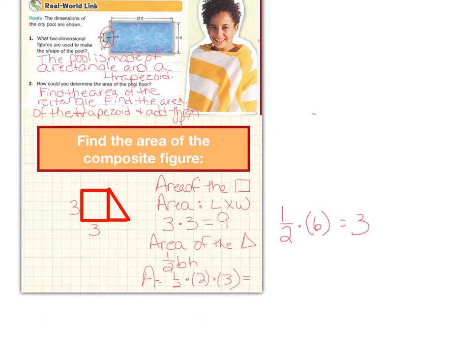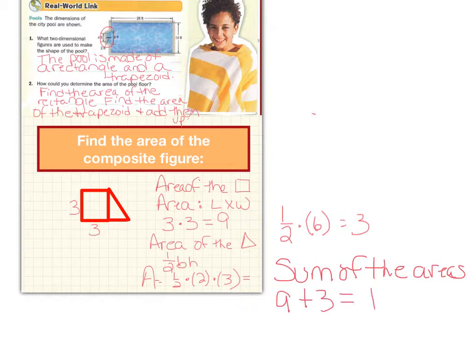Then we would add the sum of the two areas. So our area of the square is 9. The area of the triangle is 3. Our total would be 12 square units. That's how we do that. It's not very hard, is it? Okay. Go ahead and go to your next page.